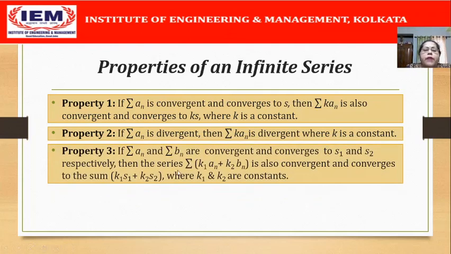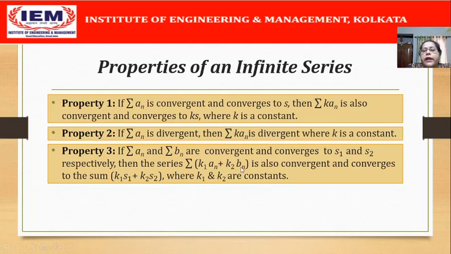Property number 3: if sigma a_n and sigma b_n are convergent and converge to S1 and S2 respectively, then the series summation k1 a_n plus k2 b_n is also convergent and converges to the sum k1 S1 plus k2 S2, where k1 and k2 are constants. Let us understand this property a little bit carefully. You have two convergent series, summation a_n and summation b_n, and their sums are S1 and S2. Now see, by property number 1, if summation a_n is convergent, then of course summation k1 a_n for a constant k1 is also convergent.